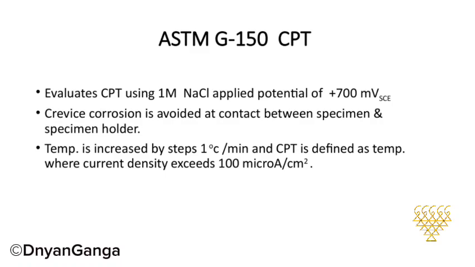We then increase the temperature in steps of 1 degree Celsius per minute. The critical point, or CPT, is defined as the temperature at which the current density exceeds 100 microamperes per square centimeter. So, essentially, when corrosion activity becomes significant enough to reach this current threshold, we've identified our CPT. This method aligns with the ASTM G150 standard, which provides guidelines for measuring pitting corrosion. Understanding this process is crucial because it helps us predict how materials will perform in aggressive environments and supports the development of more resistant alloys.